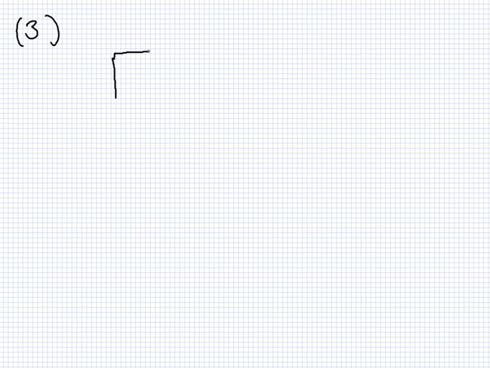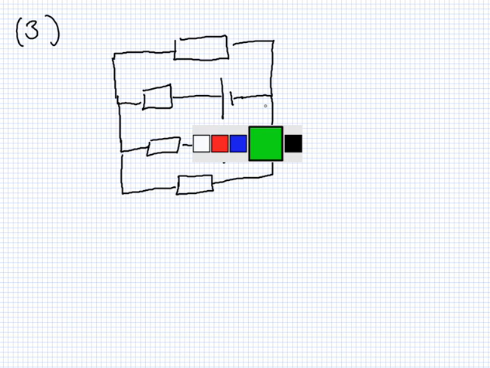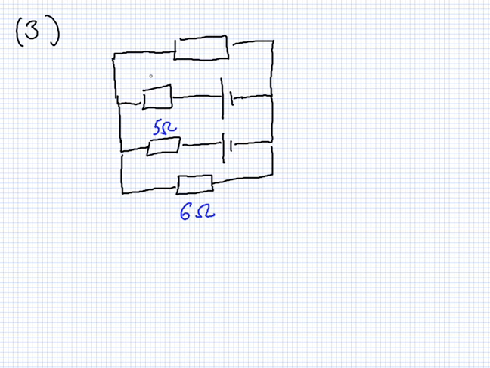Okay, so the number 3 here. I won't draw the ammeter or voltmeter. I just want to draw the circuit. So we have resistor, and then we have battery, then we have resistor, then we have another resistor, and another battery, and then finally resistor here. Okay, so the resistors are, let's see, 6 ohms, 5 ohms, 10 ohms, and 6 ohms.